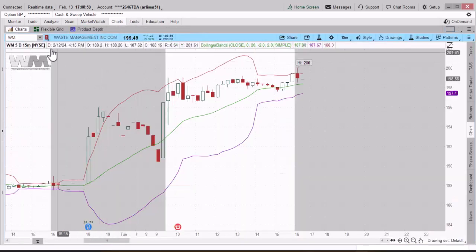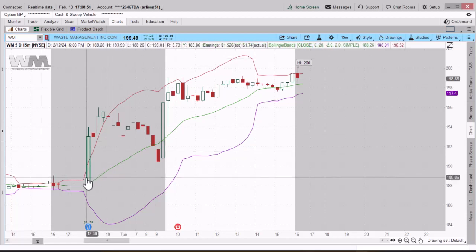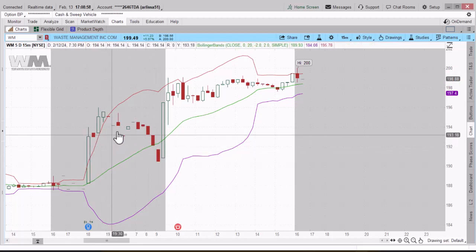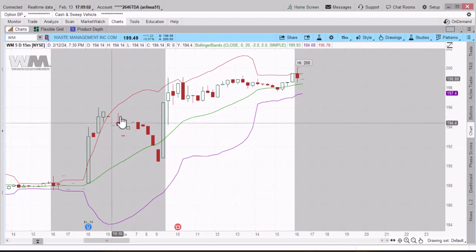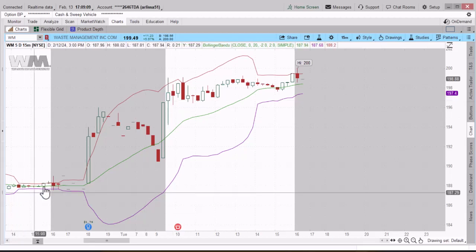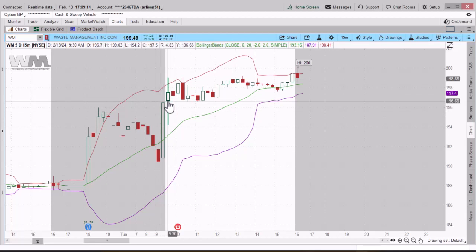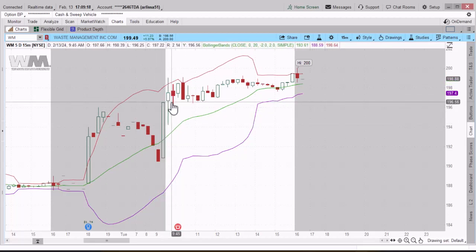Another stock I want to look at is Waste Management. Waste Management reported earnings in the pre-market also this same day, and it had a lot of upwards movement. It opened from $188 to $196, about $8 higher than when it closed.